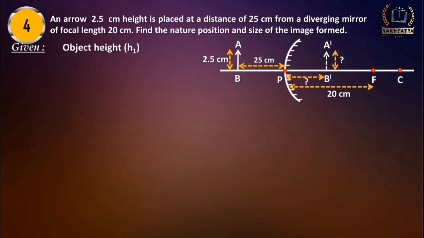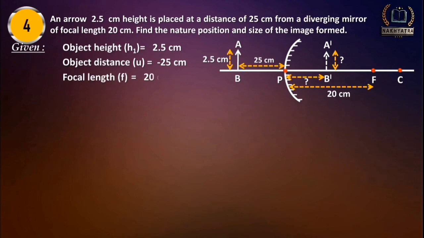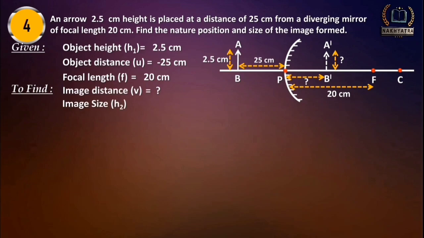So what is given here: object height h1 equal to 2.5 cm, object distance u equal to minus 25 cm, focal length f equal to 20 cm. So here the focal length is positive. We have to find out the image distance and image height. To find the image distance we will use the mirror formula, that is 1 by v plus 1 by u equal to 1 by f.